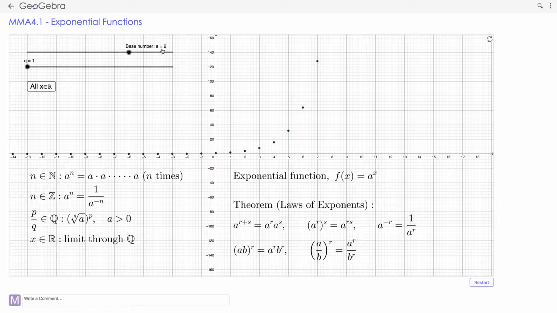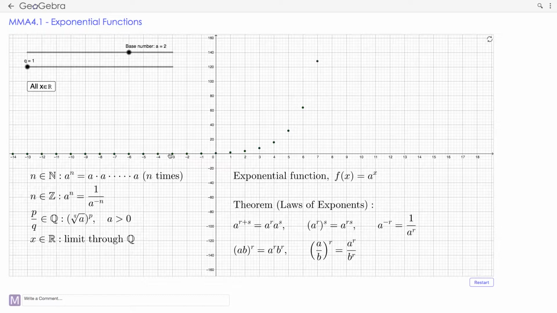To begin with, now we have base number a equals 2. So what is 2 to the power 0? Well, it's 1. 2 to the power 1 is 2. 2 to the power 2 is 4. 2 to the power 3 is 8. 2 to the power 4 is 16. To the power 5, it's 32. 64, 128, 256, and so on, right?